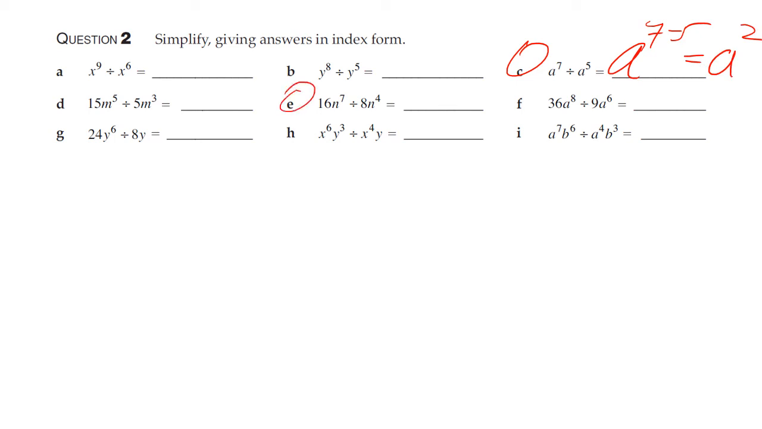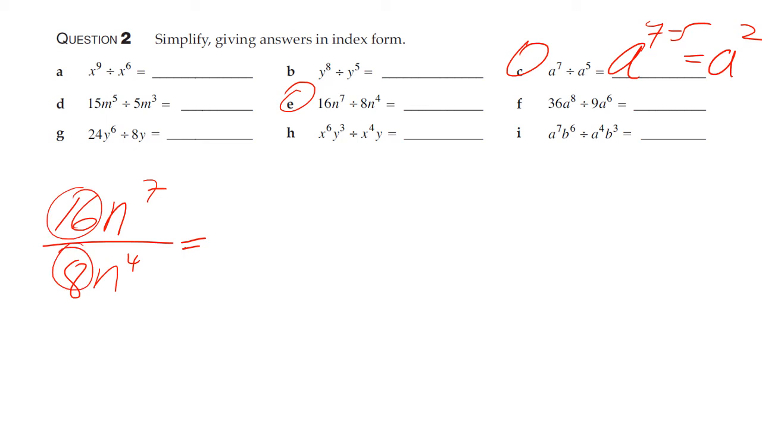Let's try E. I've got 16n to the power of 7 divided by 8n to the power of 4. 16, you can divide the numbers. 16 divided by 8 is just 2. N to the power of 7 take 4, which is just 3. So your answer is 2n to the power of 3.